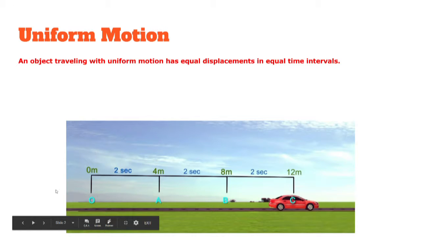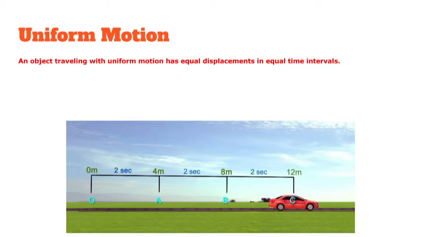So in the diagram here, you can see that at 0 meters, you're at time 0. 2 seconds later, you're at 4 meters. 2 seconds later, you're at 8 meters. 2 seconds later, you're at 12 meters. So each 2-second interval, you've traveled 4 meters. And that is a fancy way of saying it's going at a very constant speed.